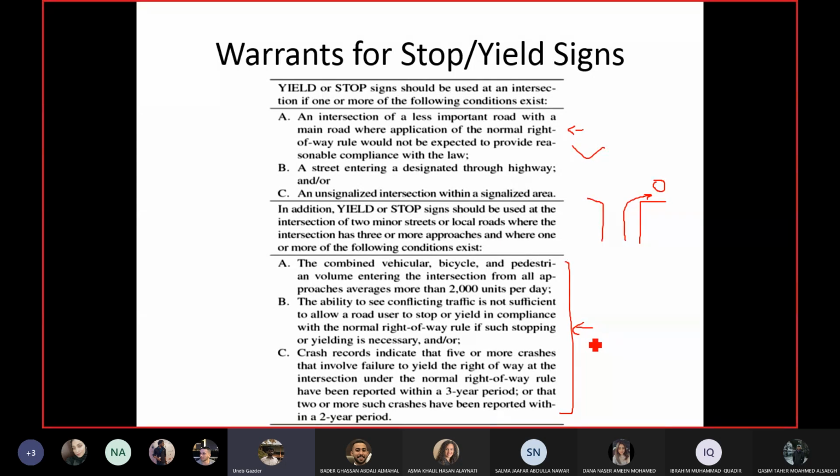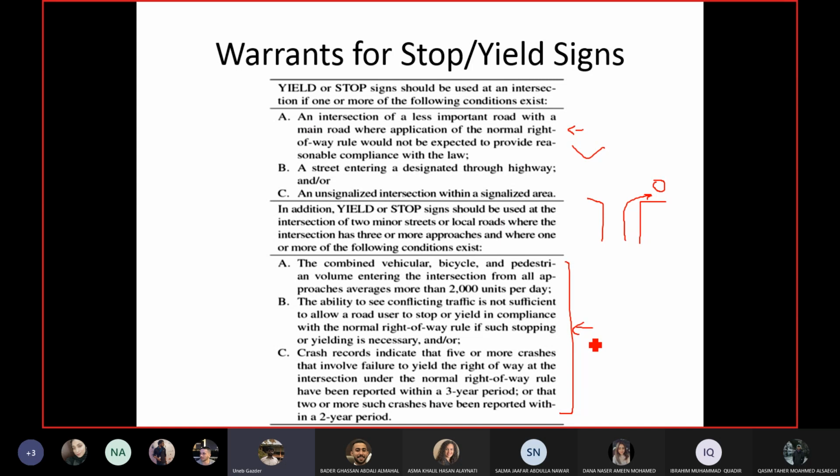And the third condition is about the crashes, accidents at the intersection. If you have 5 or more crashes involving failure to yield the right of way at the intersection under the normal rule within a 3-year period. So if you had 5 or more crashes in a 3-year period, and you feel that these crashes were because the drivers were not stopping or giving the way to the driver which they should have. Like the right of way rule, that this driver should go first, then I will go after him, is not working. The drivers are not judging it properly.